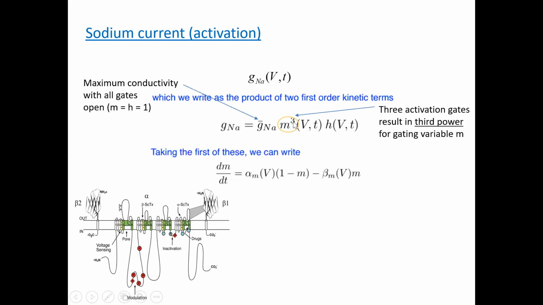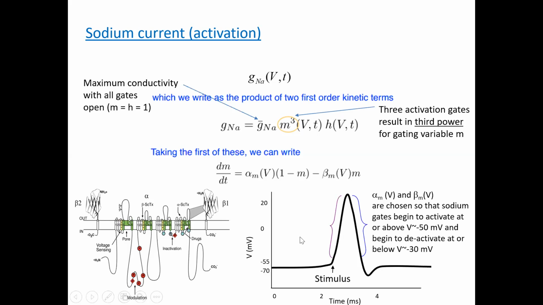And for the activation variable, we have the same form of equation. One more time, the change in the fraction of open gates is the fraction of closed gates times the rate at which closed become open, minus the fraction of open gates times the rate at which open become closed. Okay, so hopefully that's starting to sink in and become familiar.